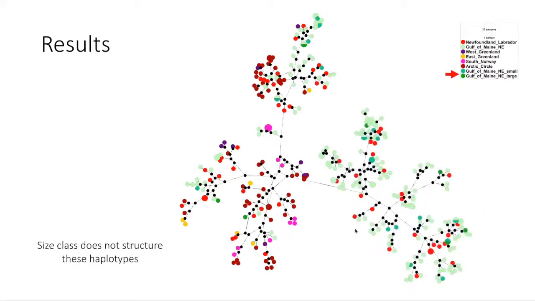However, when we add in size class as an additional coloration to these points, we see that those 2 different shades of green here are distributed a little bit outside this cluster on the right, in a way that suggests that size class is not structuring these haplotypes, a result that is consistent with Arve's previous work.